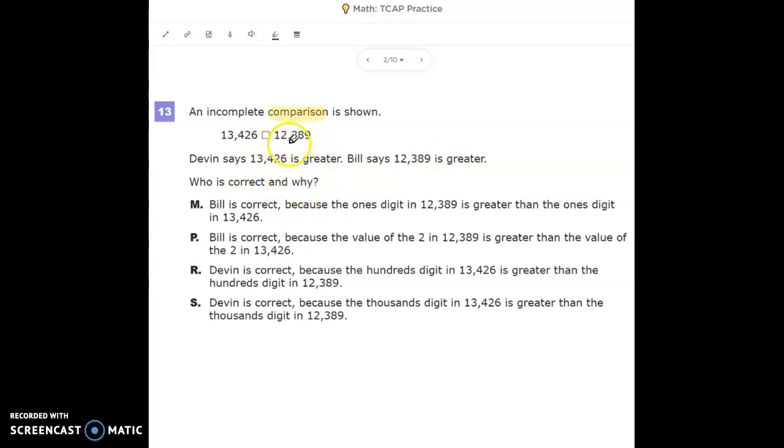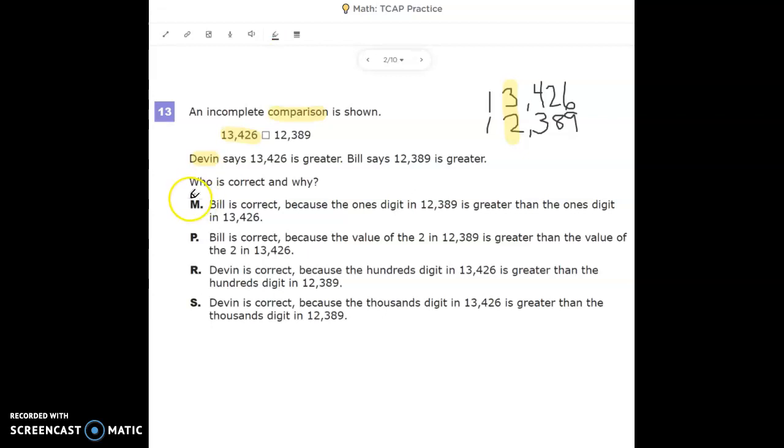The first thing I want to do on my scrap paper is take these numbers and stack them. This is going to help me see that first place where they are different. If I'm starting from my largest place, there's a 1 in both the 10,000s position. If I move over here, I see the first place that is different is that thousands place. 3 is greater than 2. So 13,426 is greater, which also means that Devin is correct.